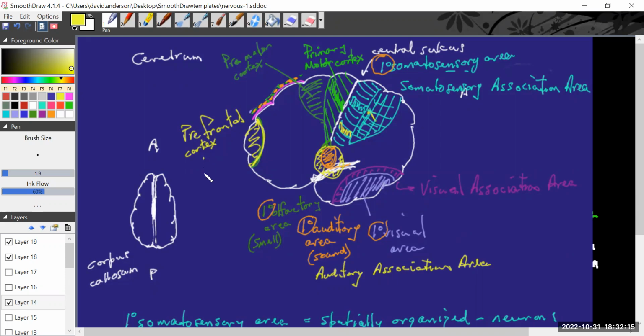But the prefrontal cortex is dedicated to what we call intellectual or higher intellect functions. So that's where initial planning happens. Guys that were famous for inventions probably had a really, really well-developed prefrontal cortex.